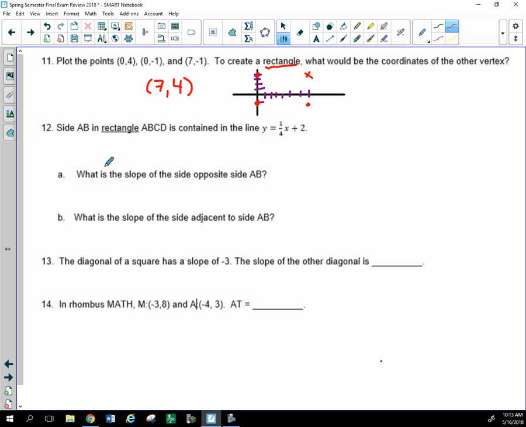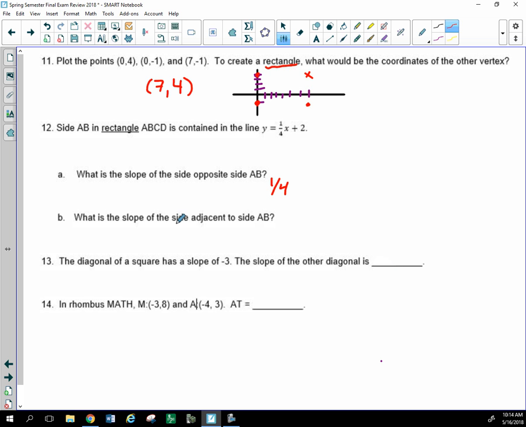All right. Now in this next question, they told us that side AB in a rectangle is contained in the line y = 1/4 x + 2. So they're asking what is the slope of the opposite side. Well, if this was a slope of 1/4, then the side opposite, in order to be a parallelogram, which a rectangle is, would have to have the same slope. So the slope would have to be 1/4 as well. All right, the side opposite it would be 1/4.